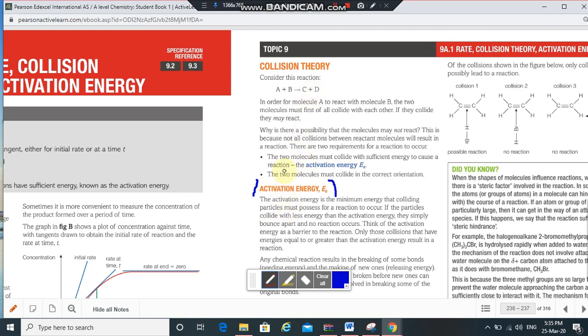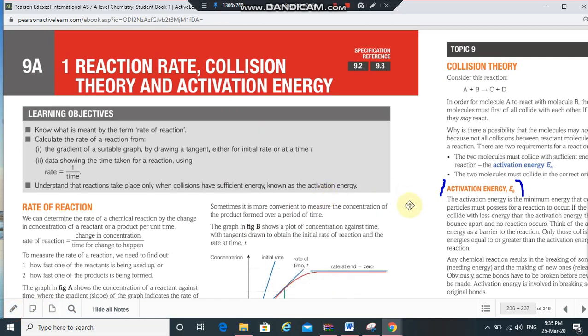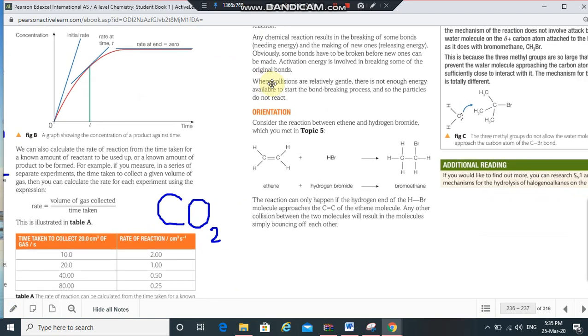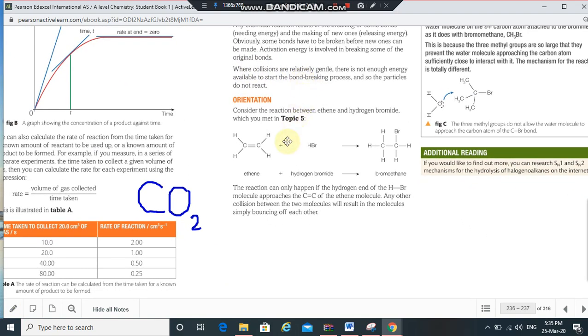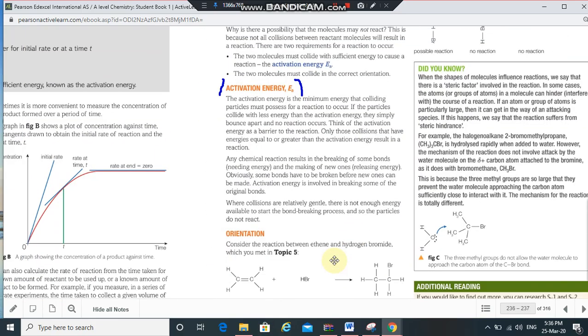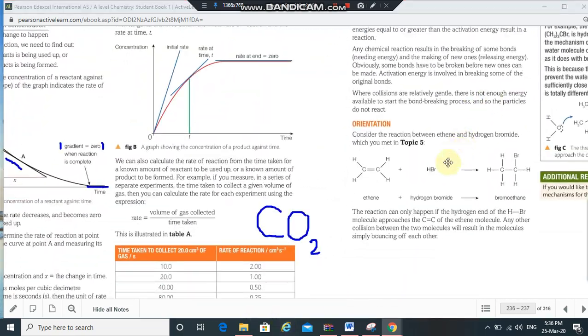Okay? And also we need what? The correct orientation between those reactants. We must have what? The correct orientation. What's the meaning of that? This is a chemical reaction between ethene and hydrogen bromide. Okay? In order to have a chemical reaction, we have three possibilities for collision. Okay? Possibility number one, or collision number one.